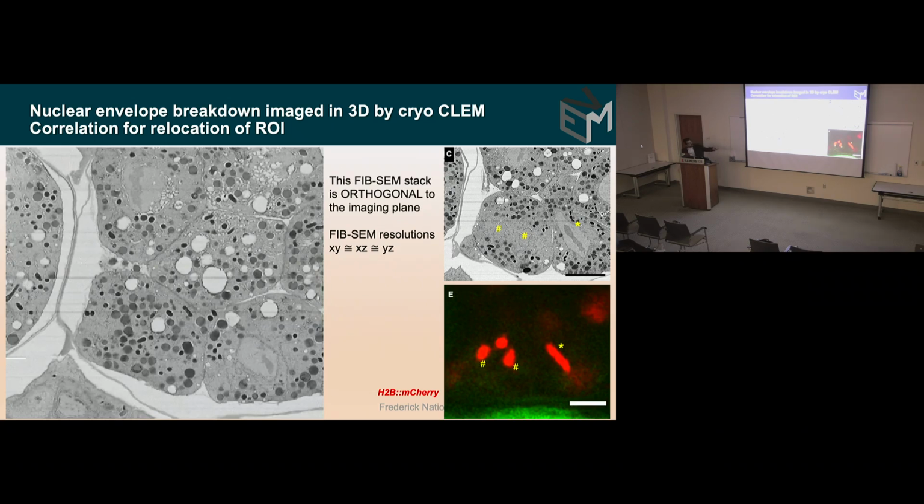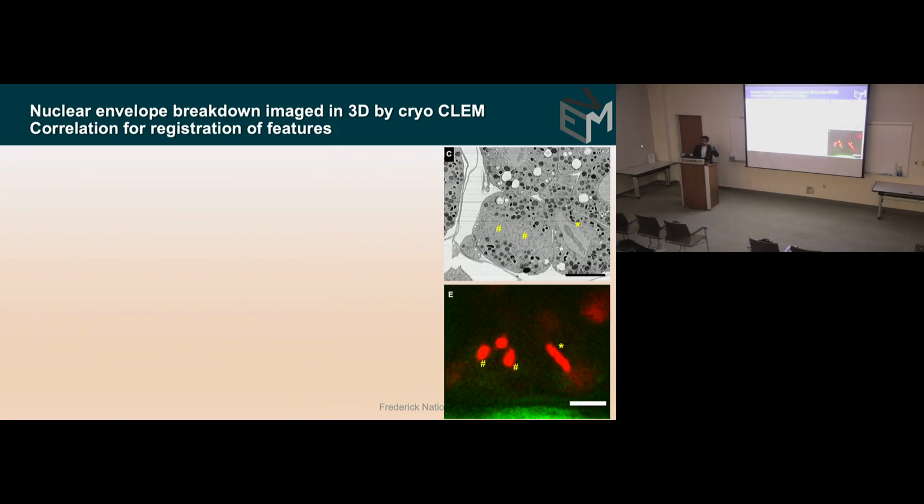And now you computationally can correlate your features, right? Because you know this red guy is this guy over here, and so on. The final step is correlation for registration, which is much more exact. This is once you have your full LM data set and your full EM data set, you want to know what this red blob corresponds to. And we knew what this corresponded to. That's that guy right there.